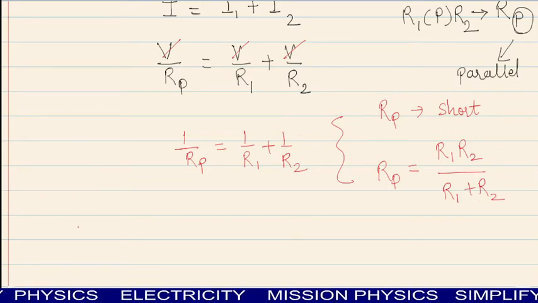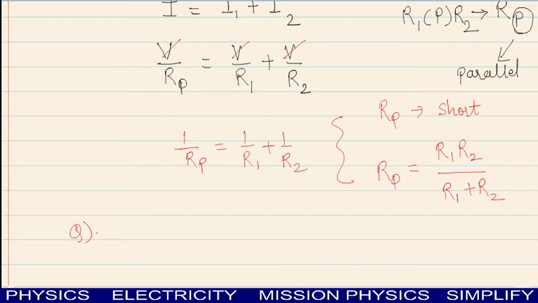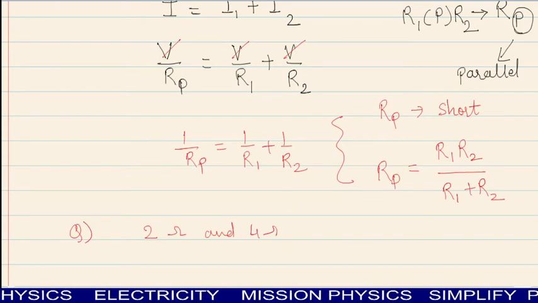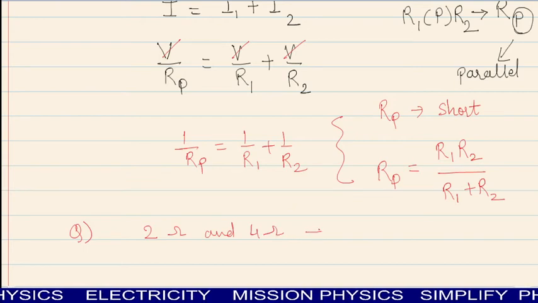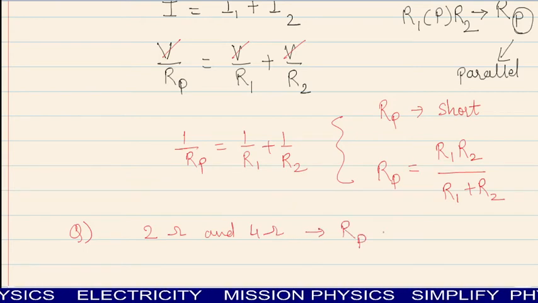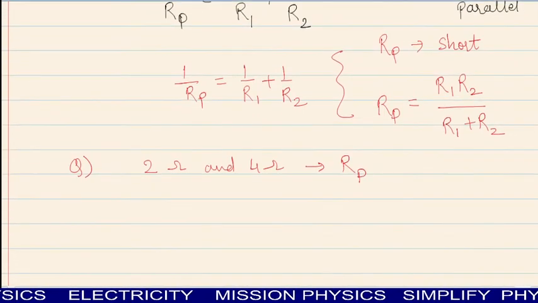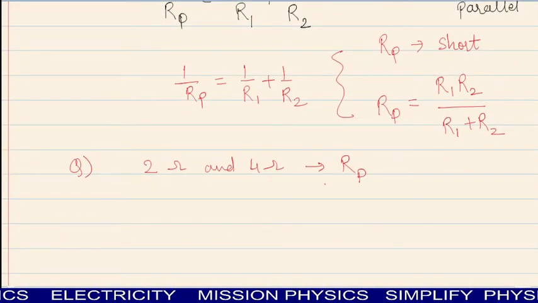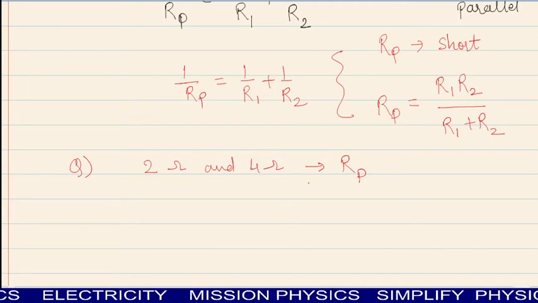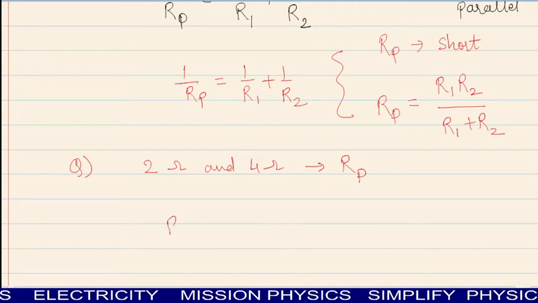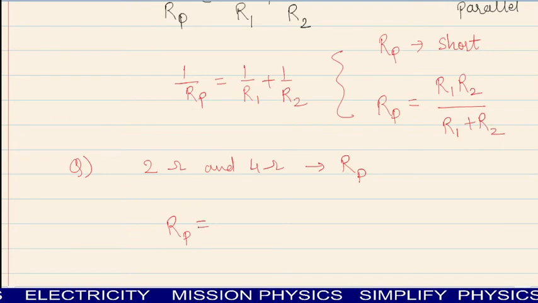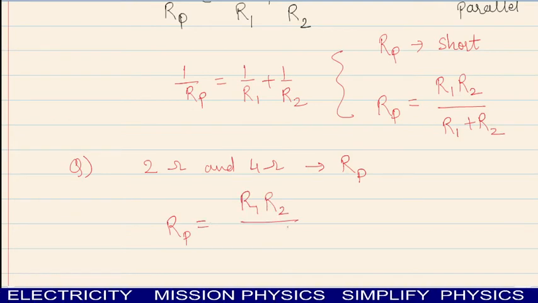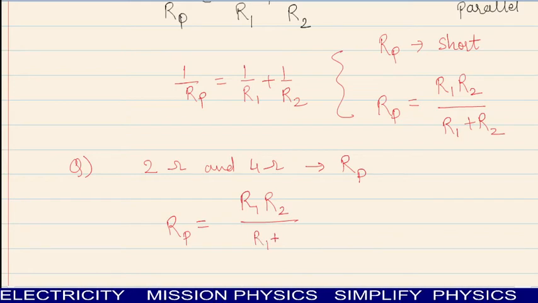तो एक छोटा सा क्वेश्चन हम यहाँ कर सकते हैं इनका. If 2 ohm and 4 ohm are connected in parallel, find the equivalent resistance. तो आप शॉर्टकट लगा सकते हैं डायरेक्टली. कॉम्बिनेशन का नाम सुनना बहुत इंपॉर्टेंट है कि किसमें कनेक्टेड है वो. So we can get direct trick. Rp is equal to R1 multiplied by R2 upon R1 plus R2.